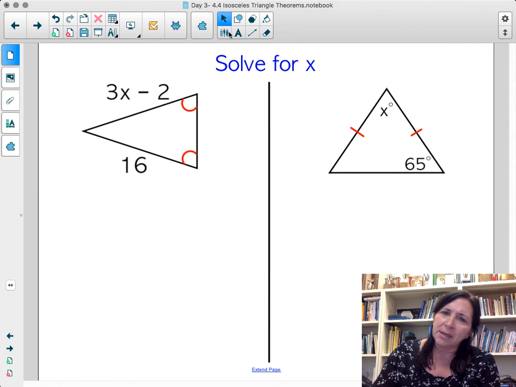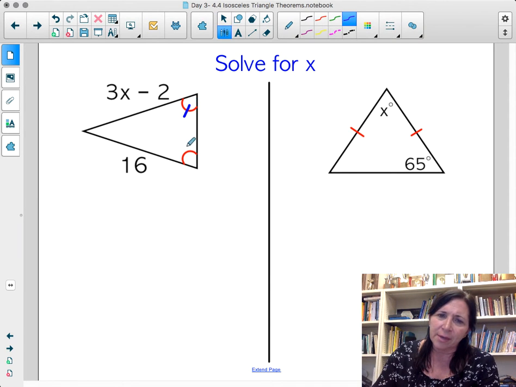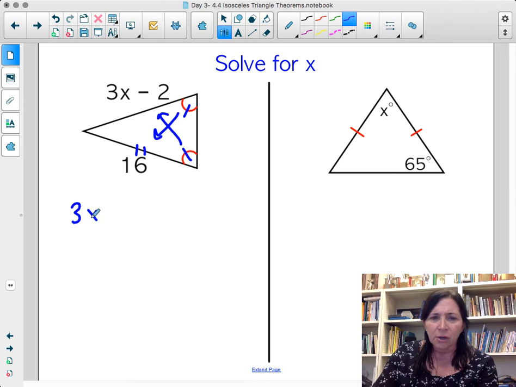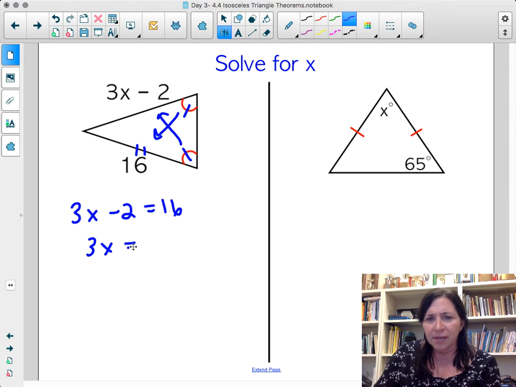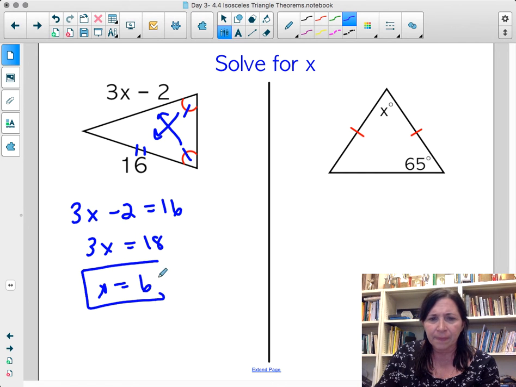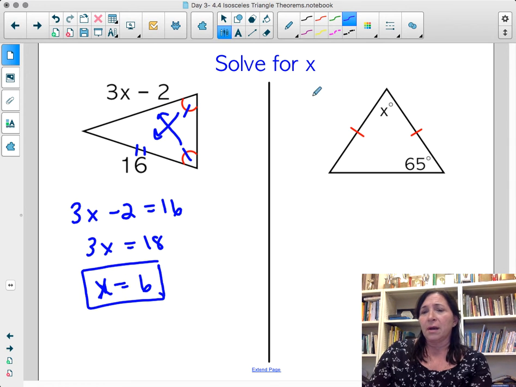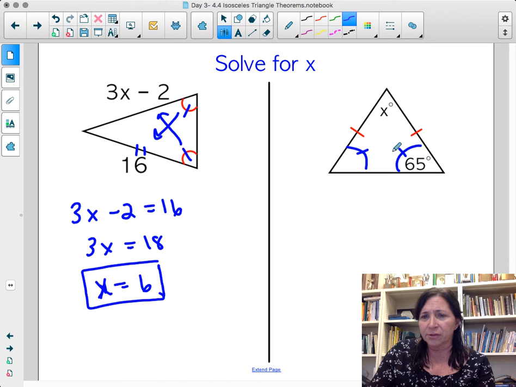It looks to me like this is showing that my base angles are congruent, which then means that the sides opposite my base angles are also congruent. So you would say 3x minus 2 is 16. You would say 3x equals 18 and x equals 6. You divide by 3. For this problem, the sides are congruent, which then means my base angles are congruent. So those are both 65.